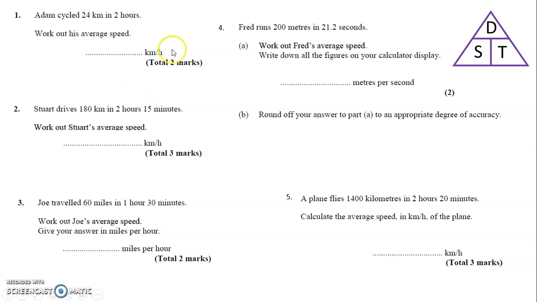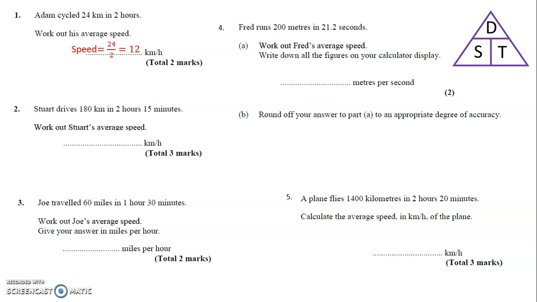Okay, so question number 1, we're being asked for an average speed, and we can see here that the units we need are kilometres per hour. We've got a distance in kilometres and a time in hours, so that's all fine. We can go straight ahead and say that speed is distance over time, 24 over 2, which is 12.